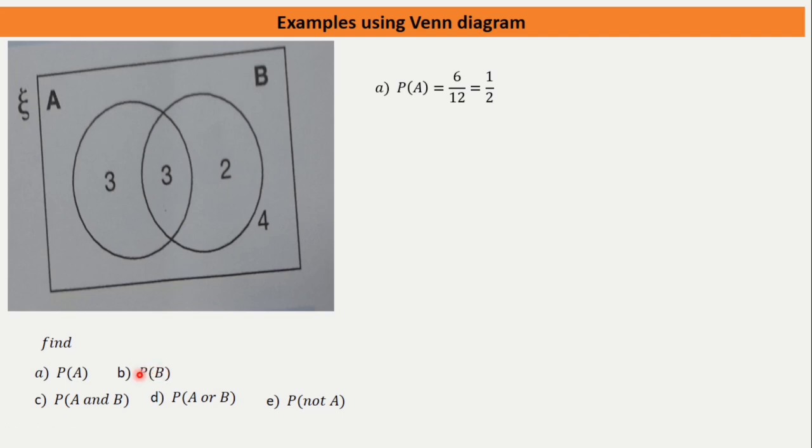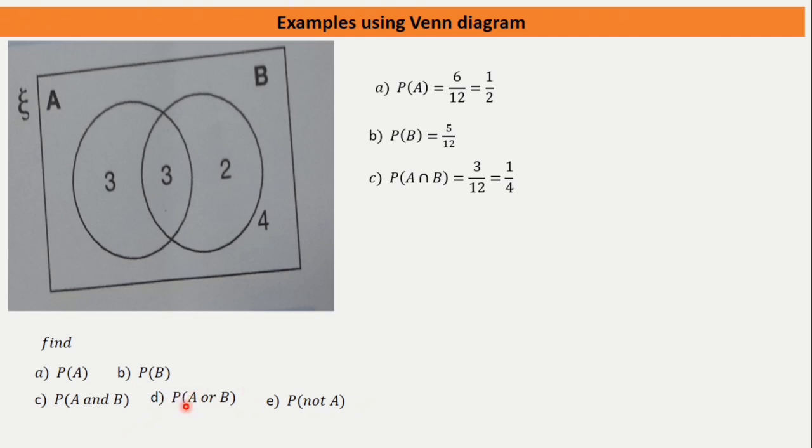The next question, what is the probability of B? Let's add all the elements in circle B. In this case, 2 plus 3, 5. And the total number in the Venn diagram is 12. So the probability of B will be 5 over 12. What is the probability of A and B? And means intersection. In this case, only 3. And the probability of A and B, 3 over 12. When you simplify, that's 1 over 4.